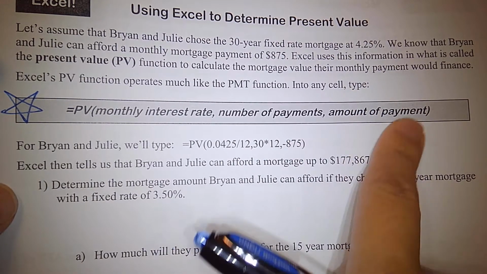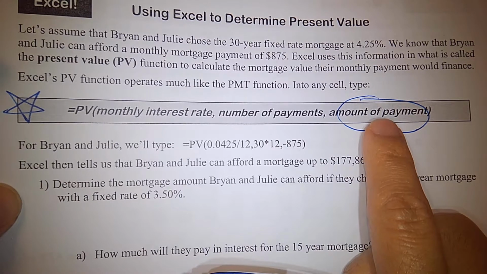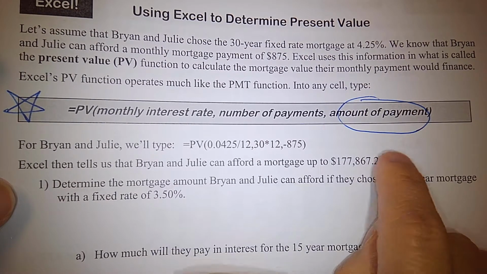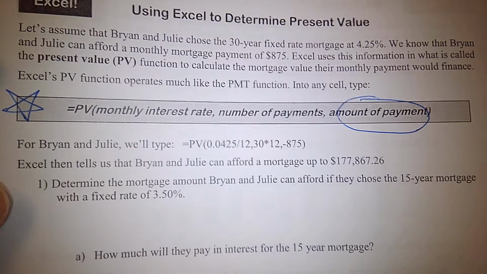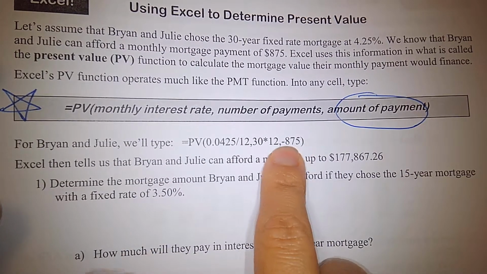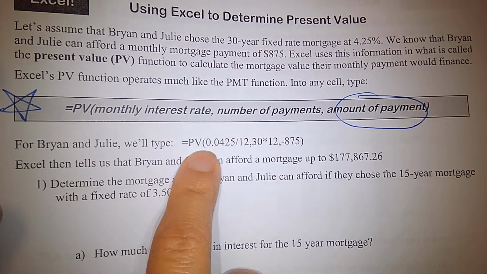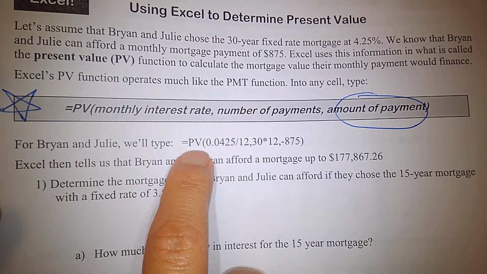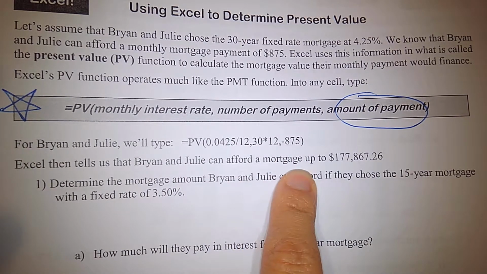Here, the third parameter we have to pay attention to is what? We do not have a total mortgage right now. We only have the amount of payment, a small amount each month. We know this. So we'll say negative $875 in this question. Then use PV. It will give us the total mortgage presently, at present.